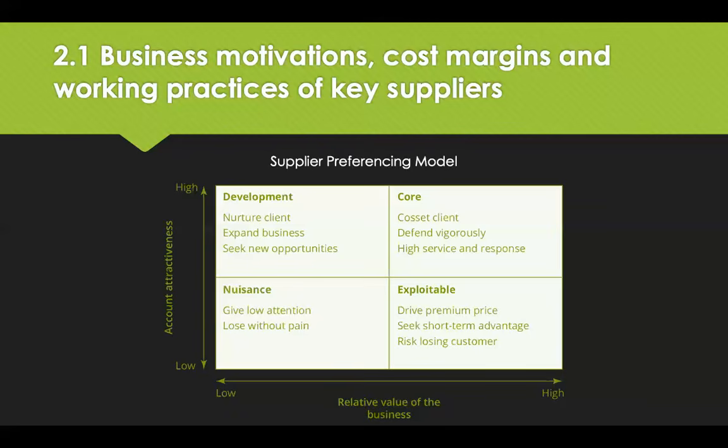Bottom right, exploitable, where you're spending lots of money but you're not an attractive business. That could be because you don't pay them on time or you always ask for everything last minute. So your response here could be to try and move into a core quadrant by looking at areas of business that supplier might find attractive, like being involved in a prestigious project. And the nuisance category or quadrant is where you don't spend much money and you're not an attractive business. So the buyer's response could be to try and move into a development quadrant by looking at areas of the business the supplier might find attractive.